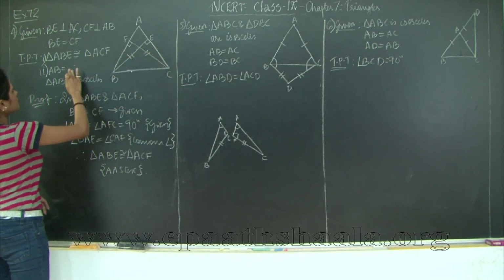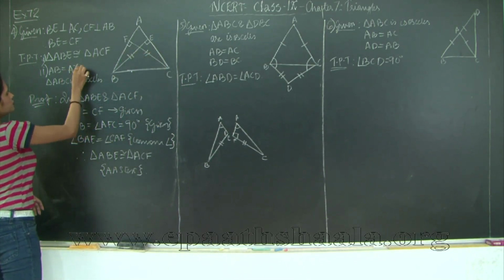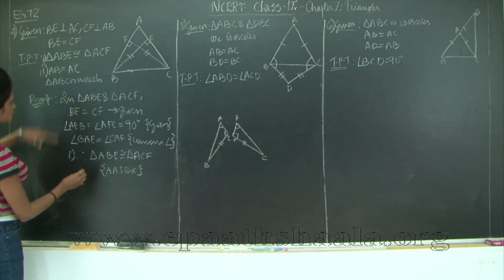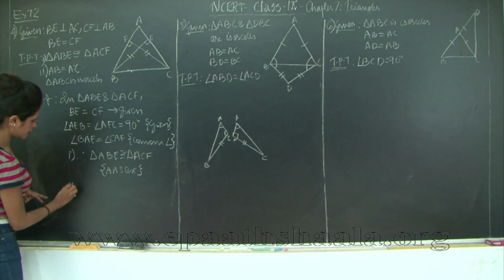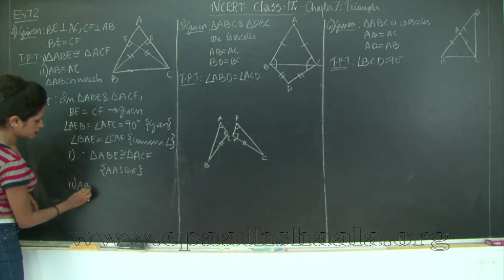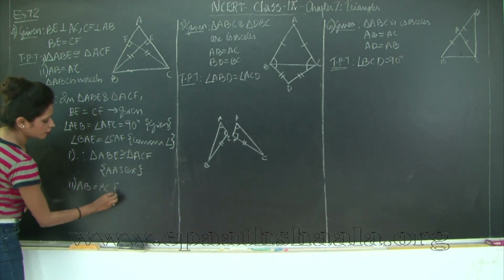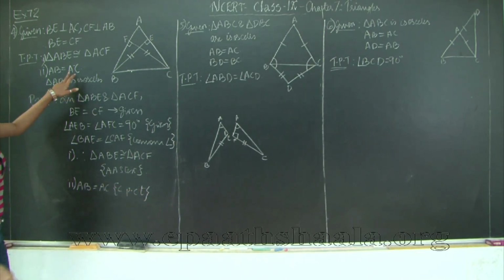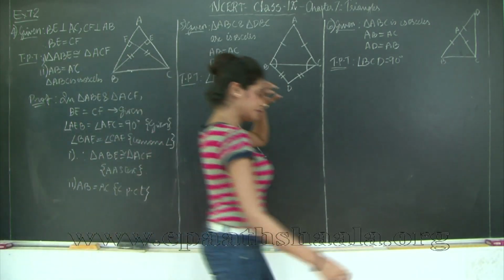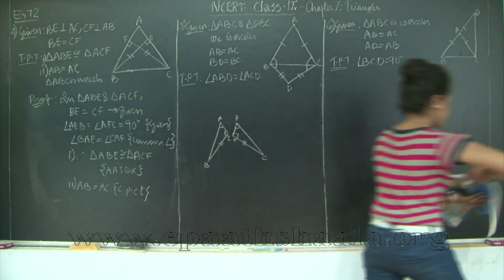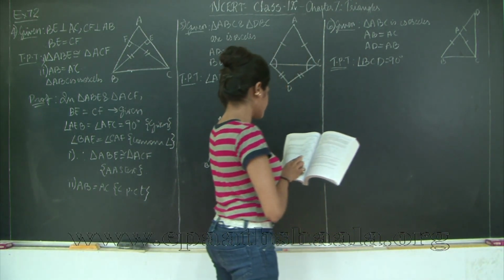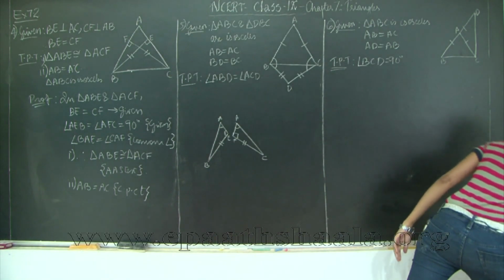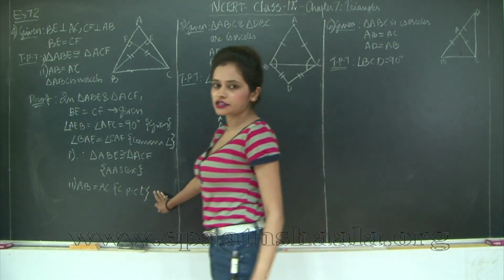Or I need to prove that AB is equal to AC. So the first part is proved, and I also need to prove that AB is equal to AC. So second part, AB is equal to AC by corresponding parts of congruent triangles. Let me just confirm this section in the textbook since I changed it. Yeah, we need to prove that the sides AC and AB are equal, that is AB is equal to AC. So even this part is proved.